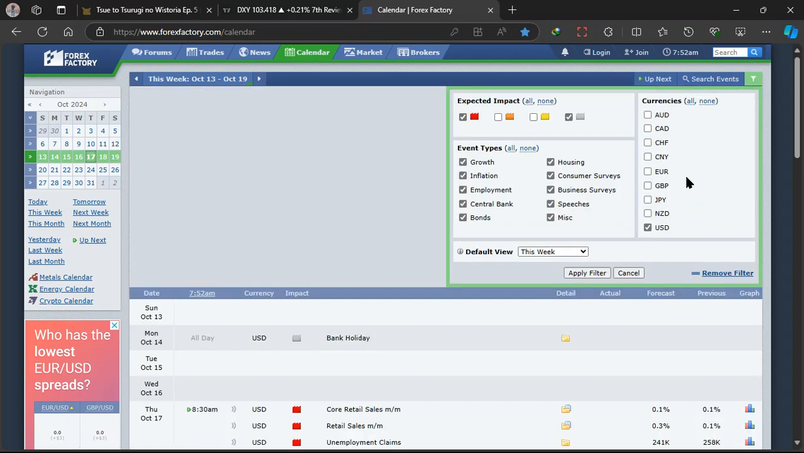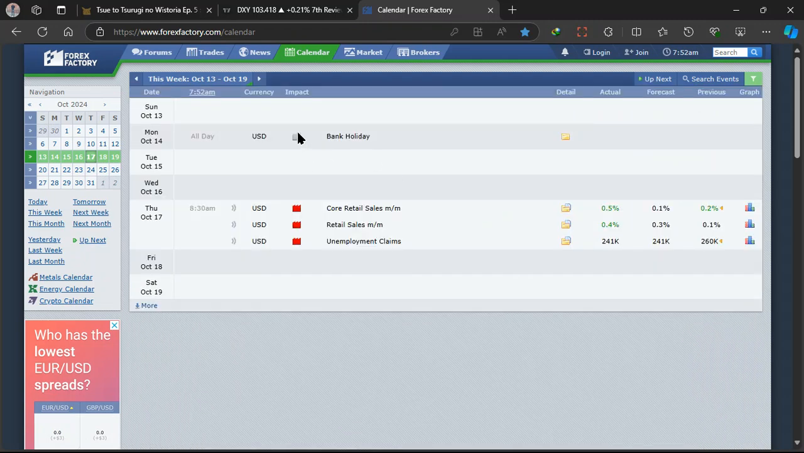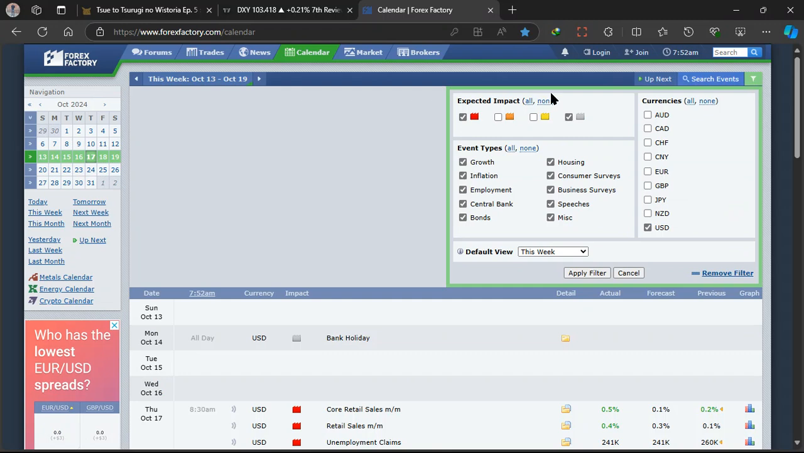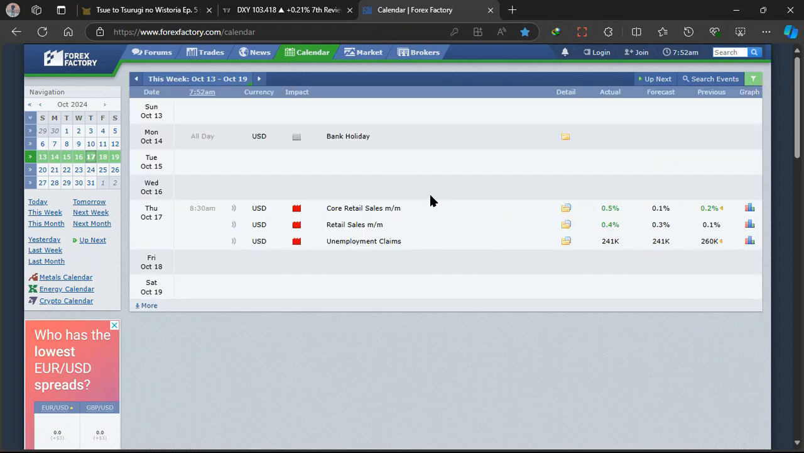So I'm only going to focus on the high impact news releases on USD for this week only. I'm not going to take everything else here. Then I'm going to apply that filter. Why am I applying it for a bank holiday? Let me just go back. High impact, medium, low impact, bank holiday. I'm only looking at high impact, medium, and holiday. Why? Because I don't want to be trading during a bank holiday, as that is automatically low probability.